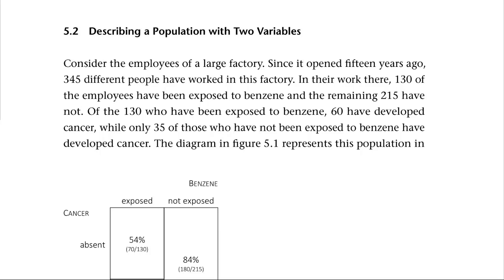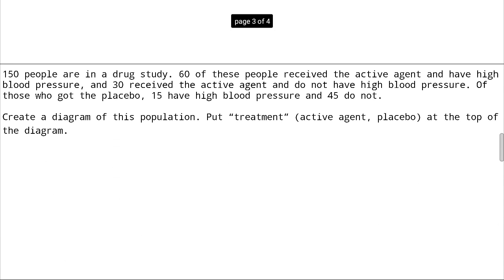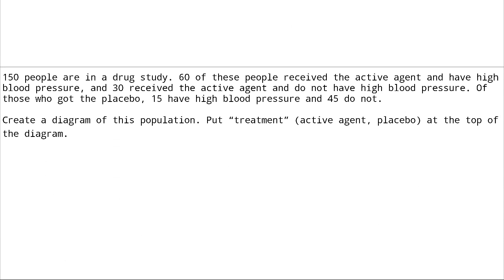This is another video on diagramming a population. So section 5.2, which begins on page 133. And in this video I want to diagram this population. So what we have is a population with 150 people.